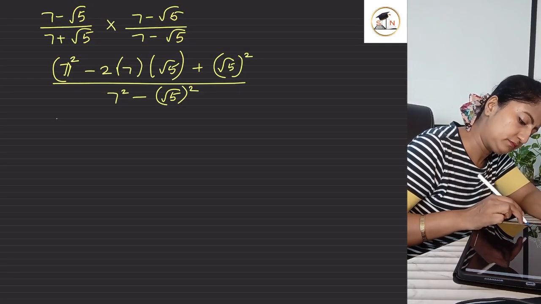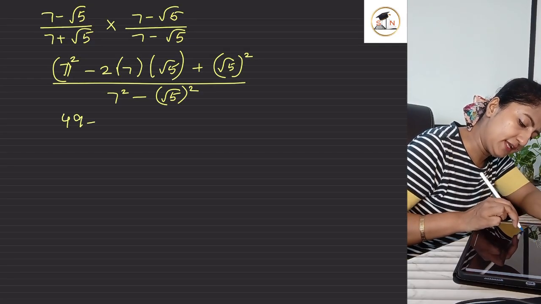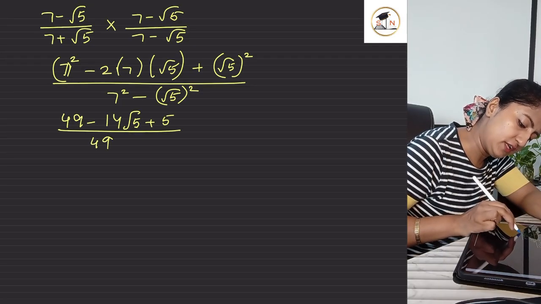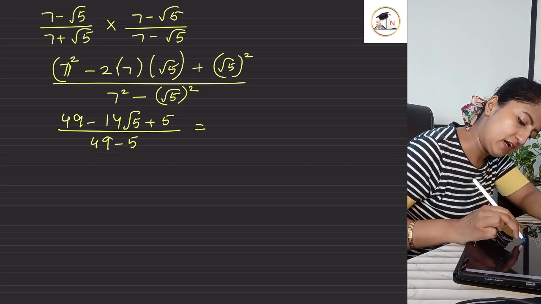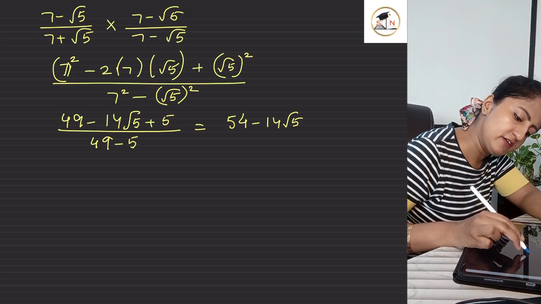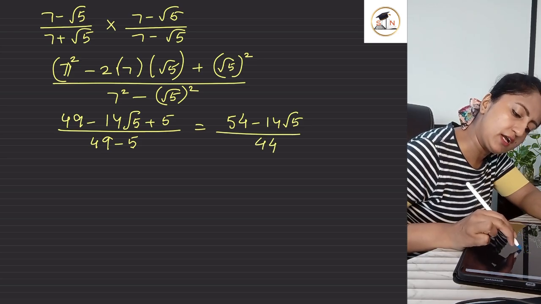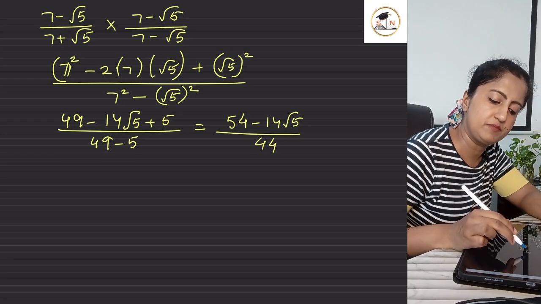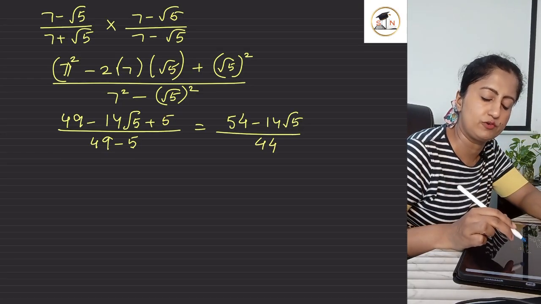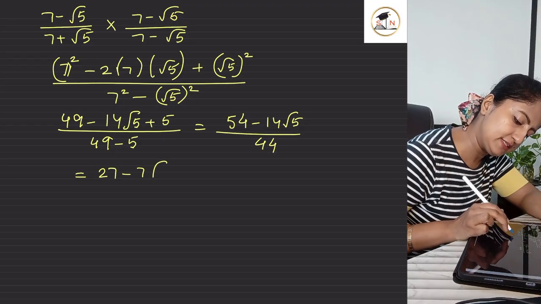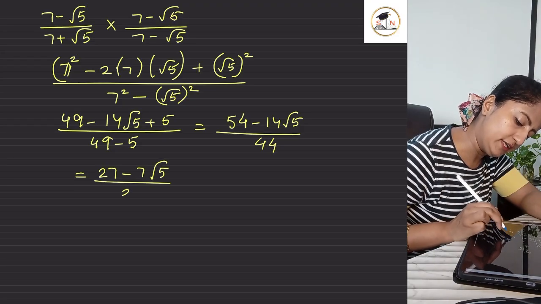ये बन गया. What do we get? 49 minus 14 root 5 plus 5 over 49 minus 5. अब ये क्या दे रहा है फिर से? 54 minus 14 root 5 over 44. अगर आप ध्यान दो, पिछले वाले में हमें 54 plus 14 root 5 मिला था, यहाँ पे 54 minus 14 root 5 मिला है. सो सिंप्लीफाई करने के बाद हमें मिलेगा 27 minus 7 root 5 over 22.